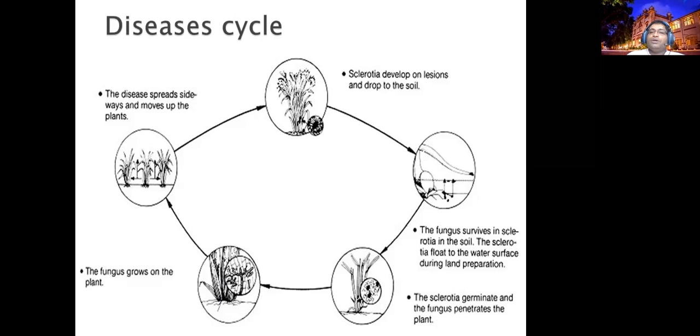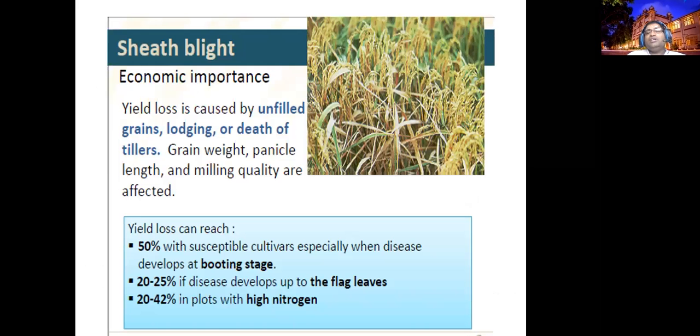Why we call it sheath blight is important, because the sheath blight attack, if it is an advanced disease attack, you can definitely expect more unfilled grain, and the seed gets infected. The plant cannot withstand it and will fall down. It means lodging, and death of tillers. If this happens, you can definitely expect so much yield loss, poor milling quality, and low panicle length.